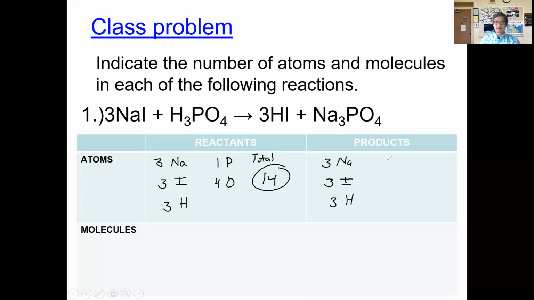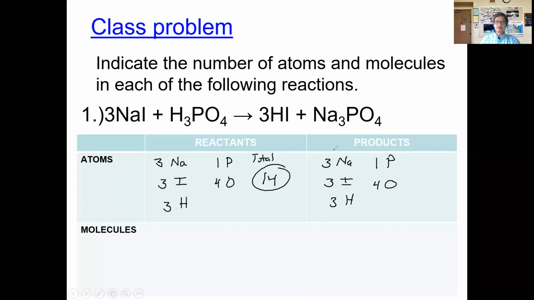Let's continue on. Let's count phosphorus. Let's find phosphorus on the right-hand side of the arrow. There's your phosphorus. No coefficient here, no subscript here, which means we only have 1 phosphorus atom. And then finally with oxygen, oxygen's right here. We have 4 of those.